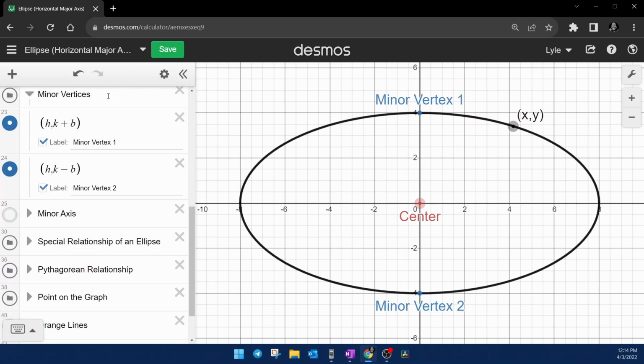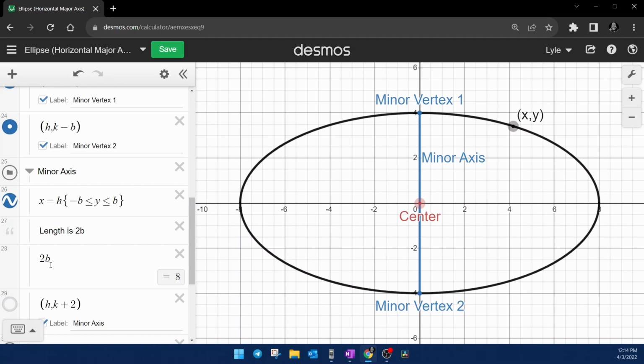Next, the minor vertices that we didn't mention in our information sheet. In this particular case, where you have a horizontal major axis, the ordered pairs are h, k plus or minus b. And you can see those vertices are the endpoints going across the short direction. The minor axis will stretch across and have a length of 2b. So in this case, we're going from -4 to 4, so the distance across there would be 8.